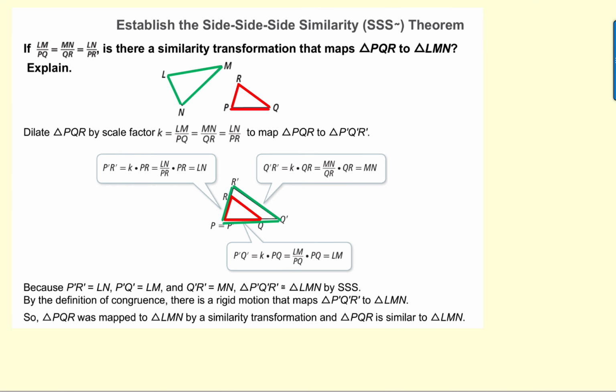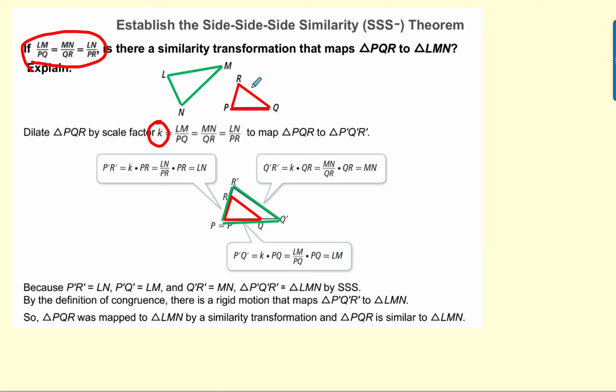Let's first look at the first shortcut, which is called side-side-side similarity. We will know that the sides all have the same ratio. So this green triangle and this blue triangle all have the sides in the same ratio. We'll call the ratio of those sides K.